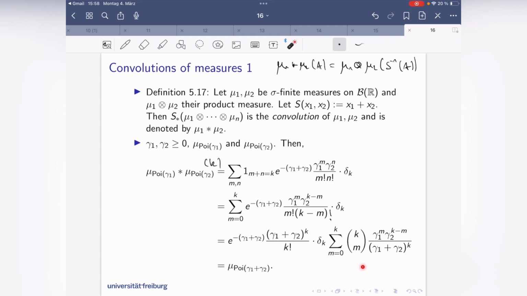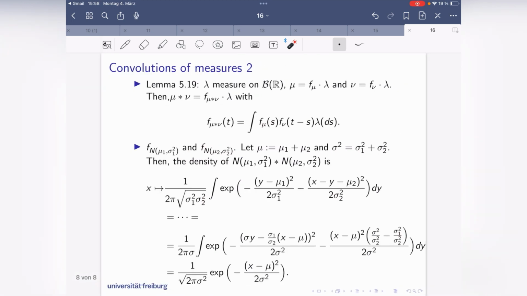And this sum here is something you might know, because that's the binomial theorem. k choose m times gamma 1 to the power of m times gamma 2 to the power of k minus m, which is then gamma 1 plus gamma 2 to the power of k, which is exactly this denominator, which means this term here cancels completely, and I end up with all the rest, and these are the probabilities of the Poisson distribution with gamma 1 plus gamma 2.